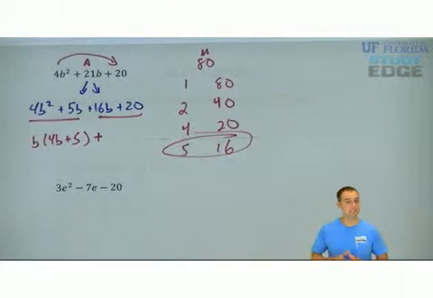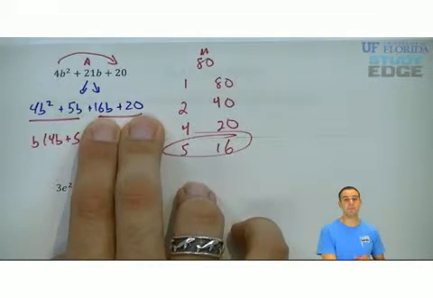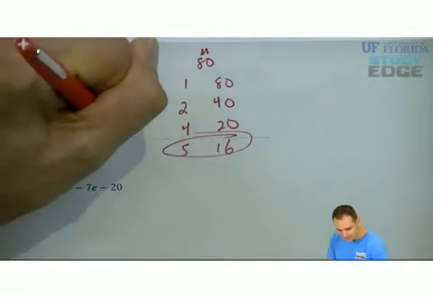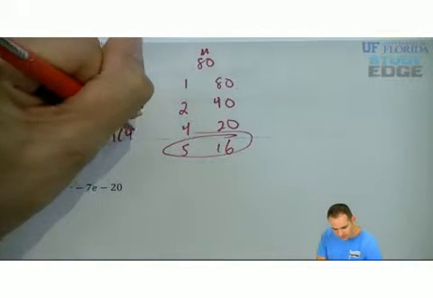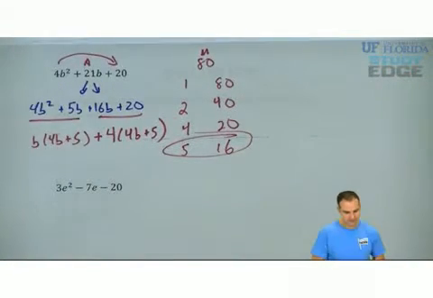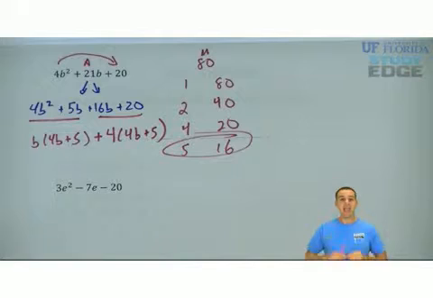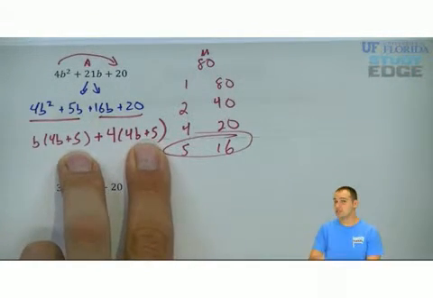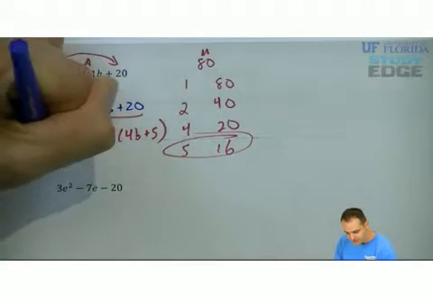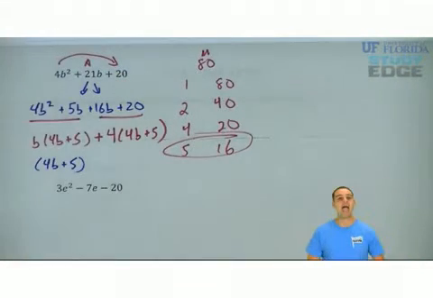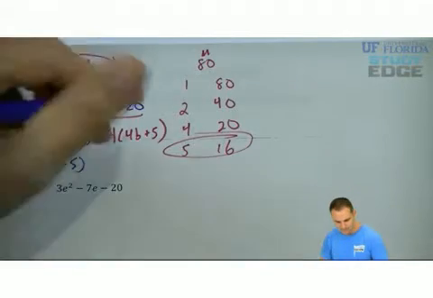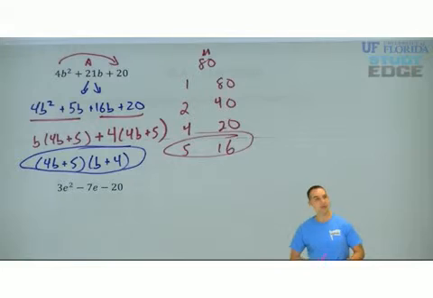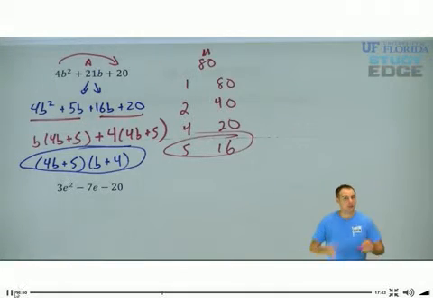Plus 16b and 20. What are those divisible by? I'm looking at 16 and 20, and I can see they're divisible by 4. So if I divide both by 4, I'll get 4b plus 5. And hey, I have the same binomial in the parentheses, which is what I want and what I should expect, and I'll factor that out now. 4b plus 5, and I'm left with b plus 4. Let's do another.